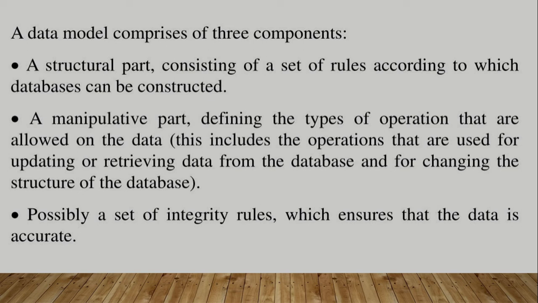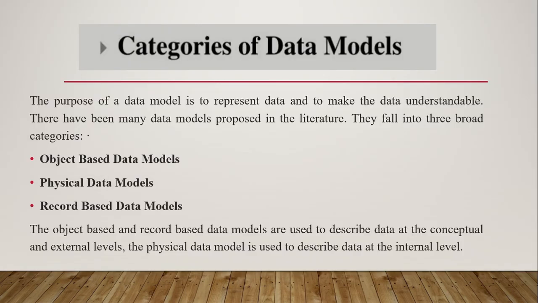First of all, the structural part consists of the set of rules according to which the database can be constructed. Second one is the manipulative part that defines the types of operations that are allowed on the data, like insertion, deletion, updation. These are some of the operations that we can perform on the database, right? Third one is the integrity rules, that is, some rules that ensure that the data is accurate. So these are the three components of the data model.